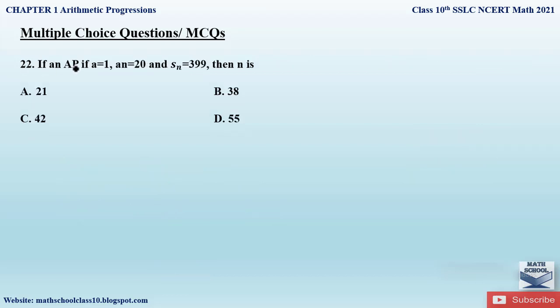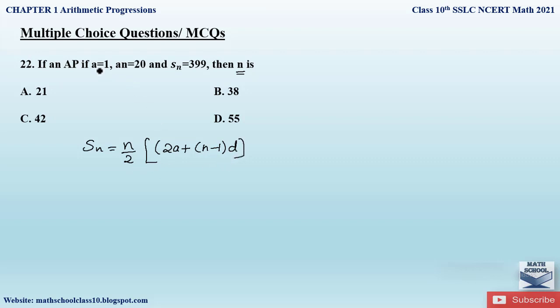The 22nd question is, in an AP, if a equal to 1, an equal to 20, Sn equal to 399, then n is. So we have to find out the value of n here. Okay, since they have given us the Sn value, let us write down the formula for sum, Sn is equal to n divided by 2 into 2a plus n minus 1 into d. So this is the formula of Sn, right?